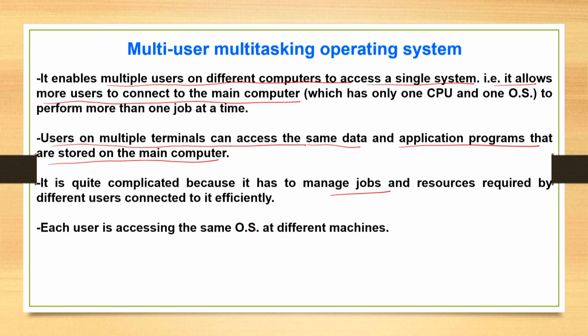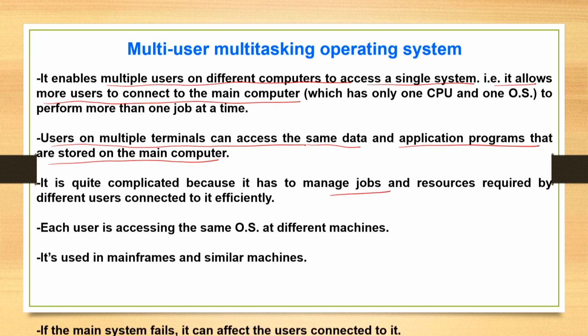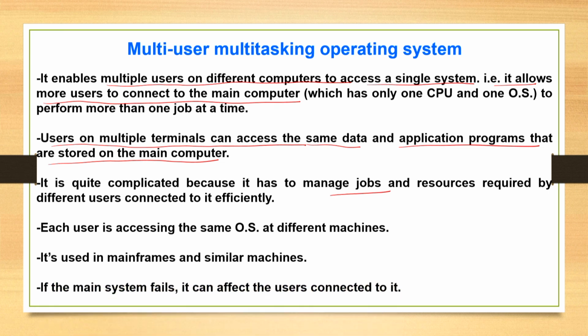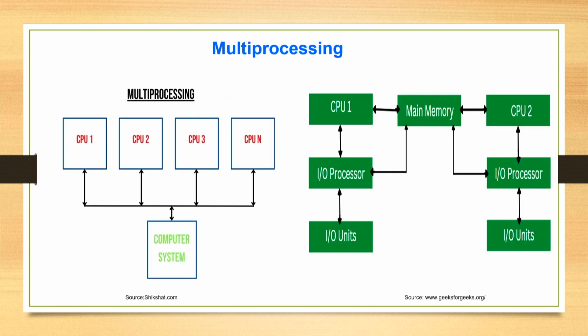Each user is accessing the same operating system on different machines. It is used in mainframes and similar machines. If the main system fails, it can affect the users connected to it. This was about the multi-user system.